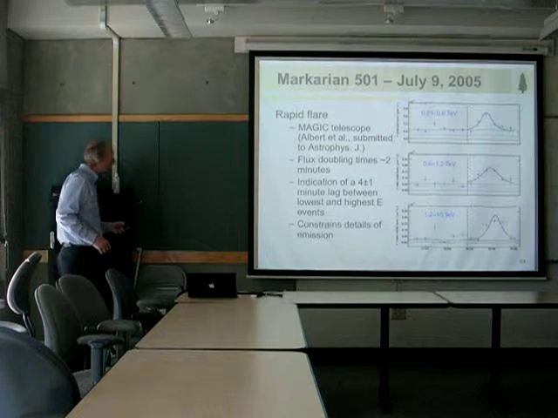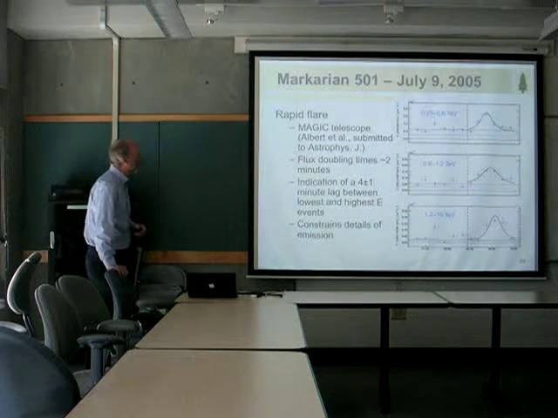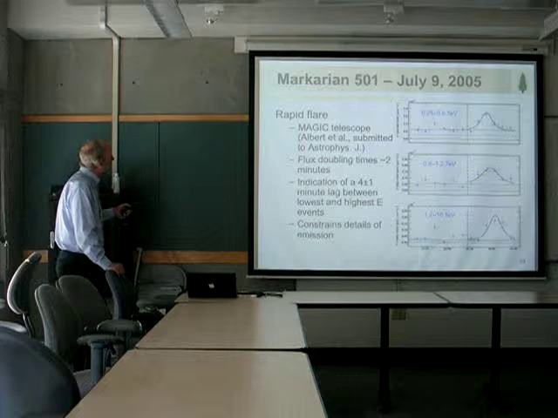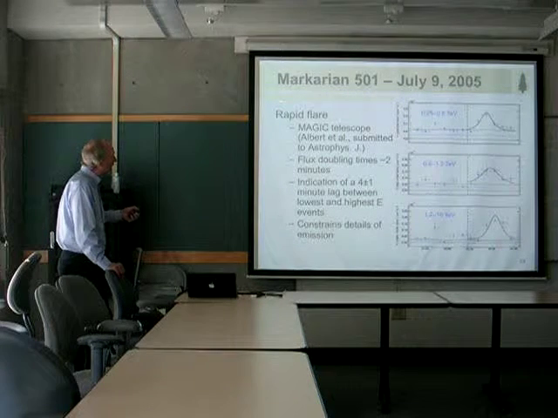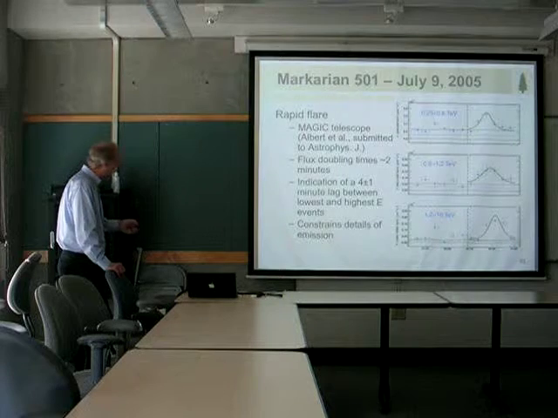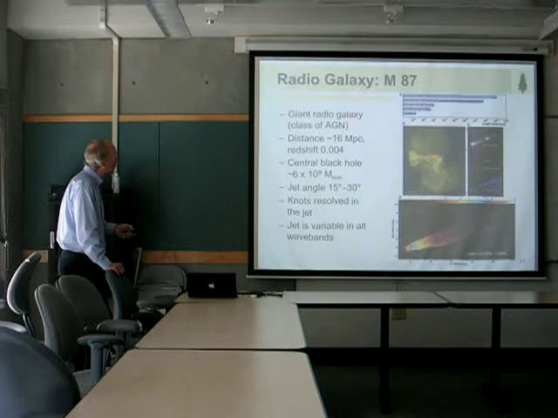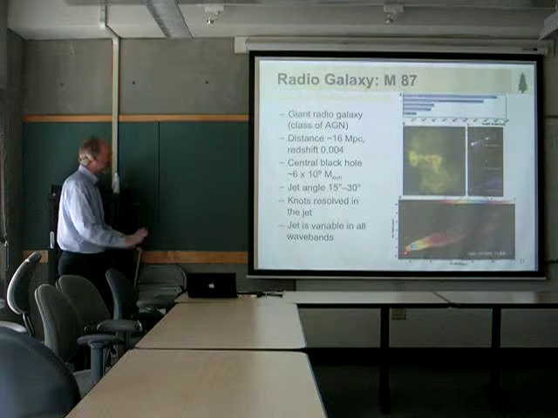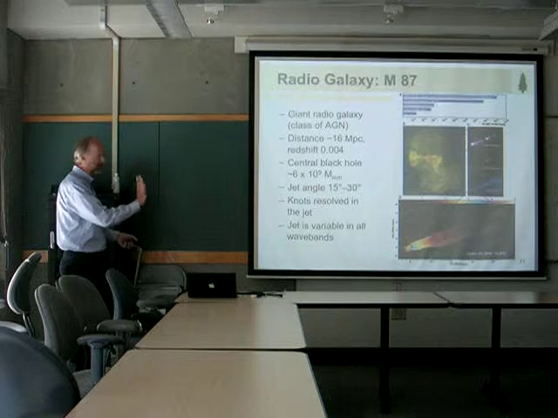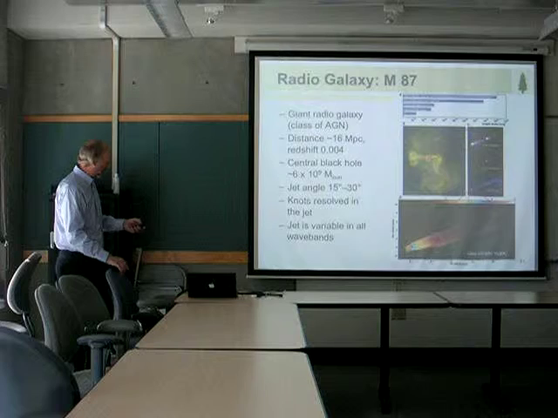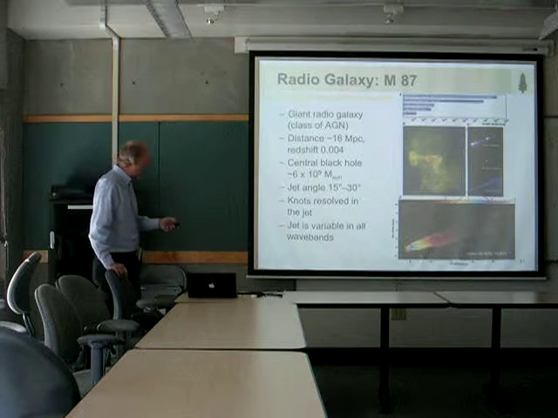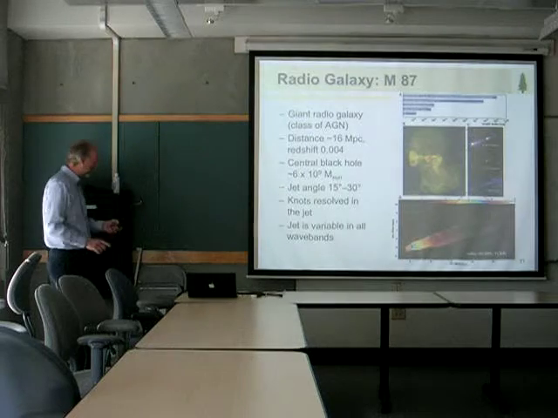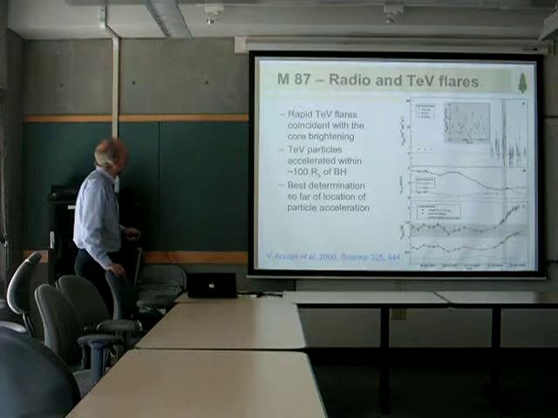So let me talk about one other type of measurement we can do for an extragalactic object. Markarian 501 is an active galaxy, which is in many ways similar to M87, but in the case of M87, we're seeing these jets sort of from the side. With Markarian 501, we believe that we're actually looking right down the barrel of the jet. So these jets are pointed right at us.